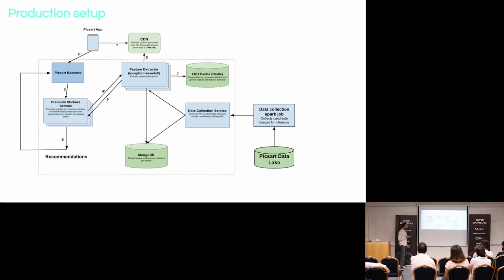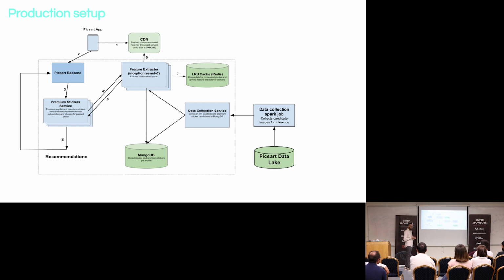And after the training, we can talk about the whole production setup, how it works in PicsArt. So first of all, we have a data collection job that takes data from our data lake. This job then sends a request to the data collection service, which updates our MongoDB with a feature extractor that extracts the features of the images and puts them here. And this is a batch job that works daily or weekly, it doesn't matter.